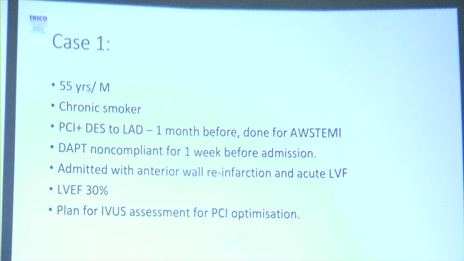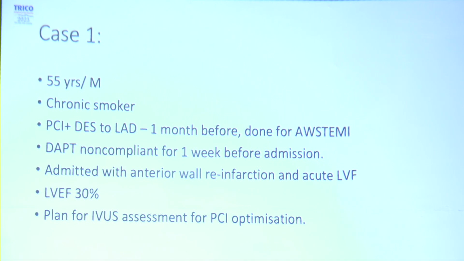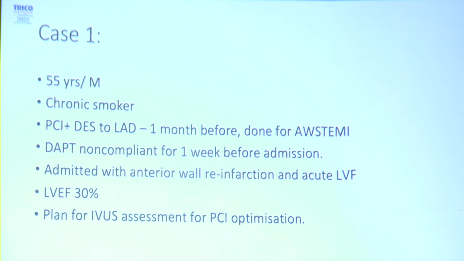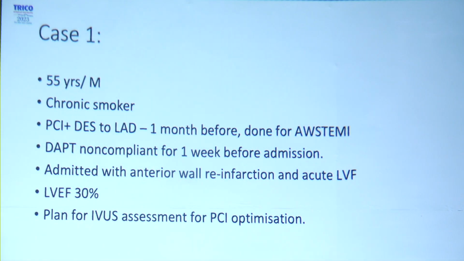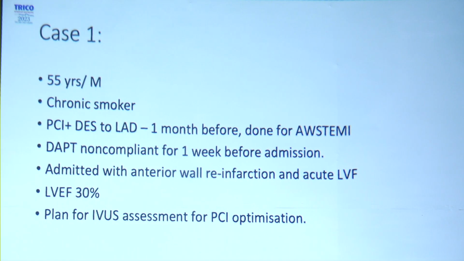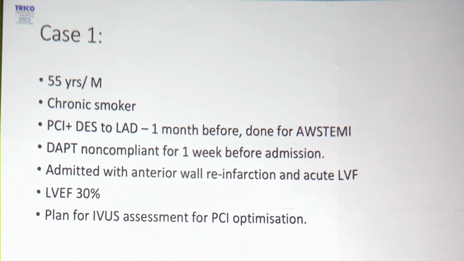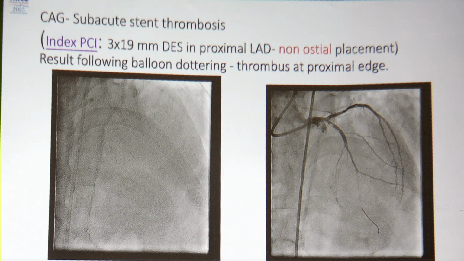The first case is of a 55-year-old male, a chronic smoker, who had undergone DES implantation to LAD one month before. It was done for anterior wall ST elevation MI. He was DAPT non-compliant for a week before the second admission. He was admitted with anterior wall reinfarction and acute LVF; LVEF had dropped to 30%. After some initial medical stabilization, we planned a repeat angiogram, this time considering the possibility of stent failure and IVUS assessment.